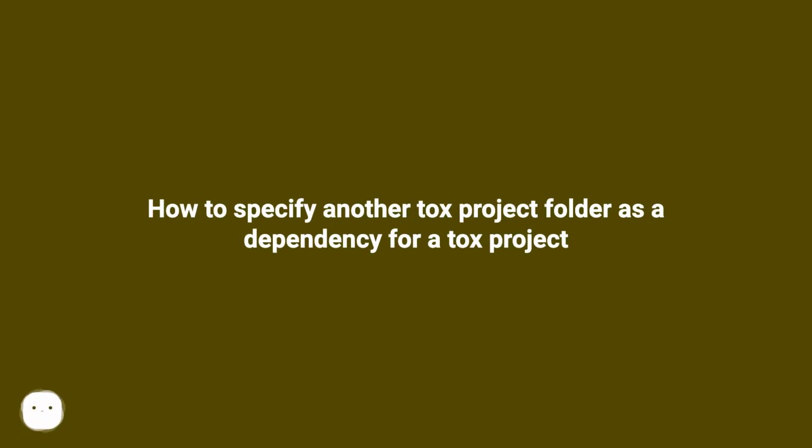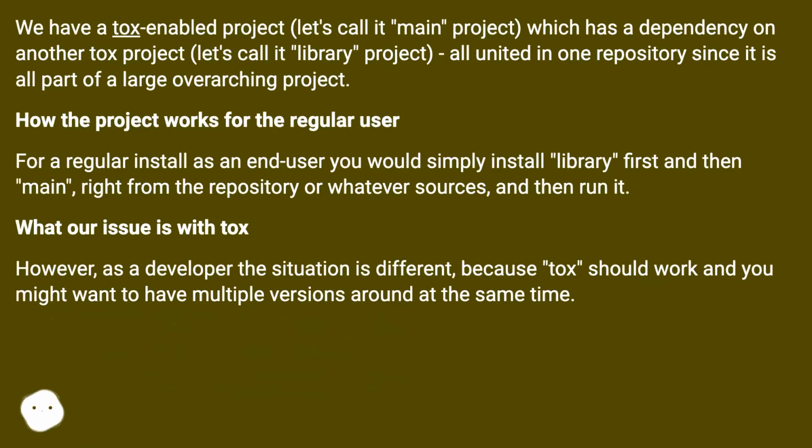How to specify another Tox project folder as a dependency for a Tox project. We have a Tox-enabled project, let's call it the main project, which has a dependency on another Tox project, let's call it library project, all united in one repository since it is all part of a large overarching project.